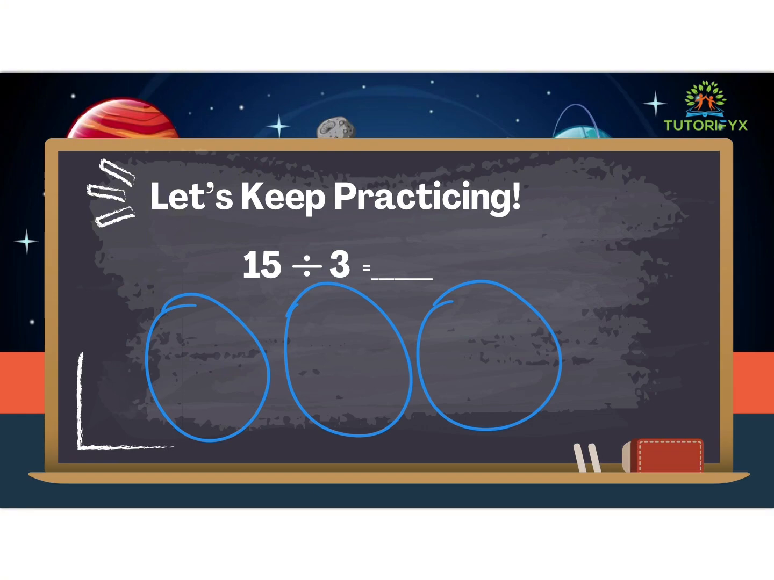Let's go. 1, 2, 3, 4, 5, 6, 7, 8, 9, 10, 11, 12, 13, 14, 15. Stop here. I've reached my dividend. I've reached my total. How many did you put into all the circles? They all have 5. Good job. I think you're ready for the next step.